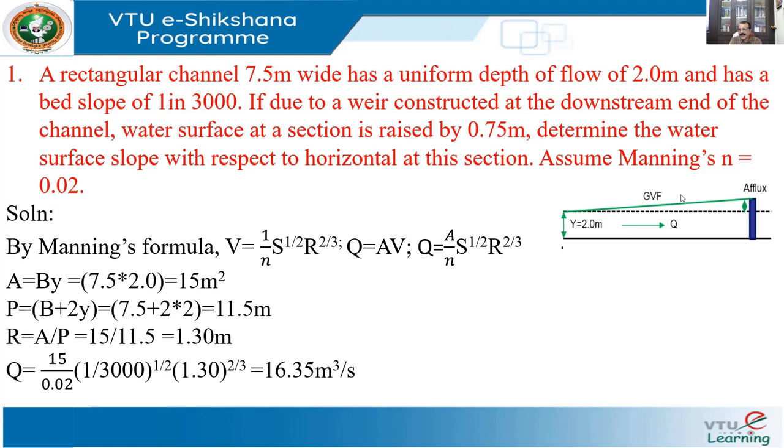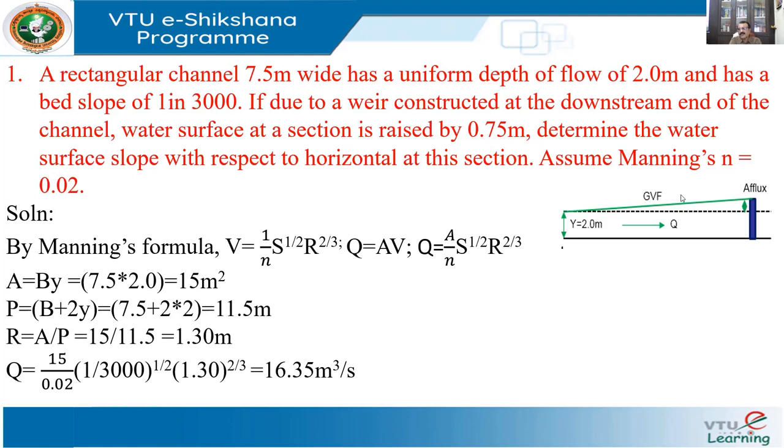Find the hydraulic mean radius. What is hydraulic mean radius? It is a ratio of wetted area to the wetted perimeter. So, in this case, R1 is equal to A1 divided by P1. A1 is 15 meter square and P1 is 11.5. Therefore, hydraulic mean radius R1 works out to be 1.3 meter.